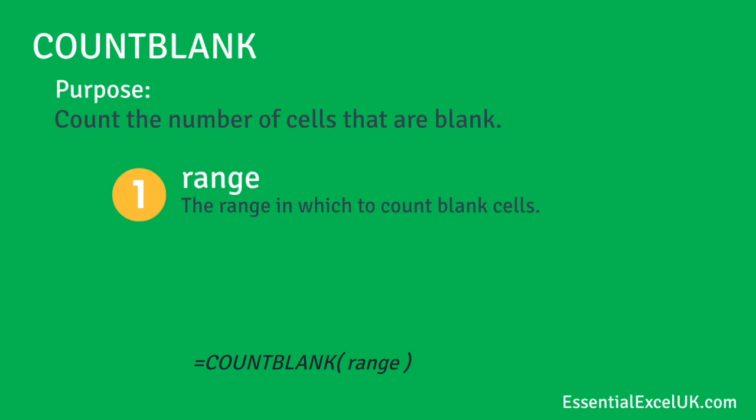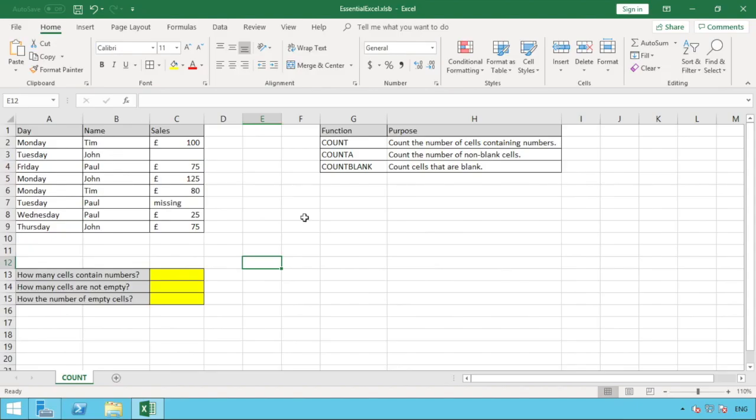Okay, so what we'll do is jump straight into Excel and carry on with some examples. So now in Excel, we're going to do three examples to demonstrate how each of the formulas works. Just for reference, we have in columns G and H the function that we're going to be using, and we can see the purpose captured there for what it is.